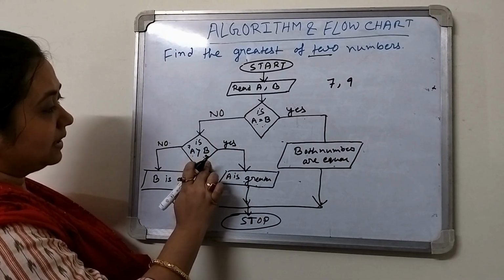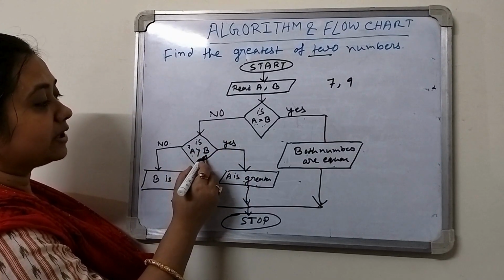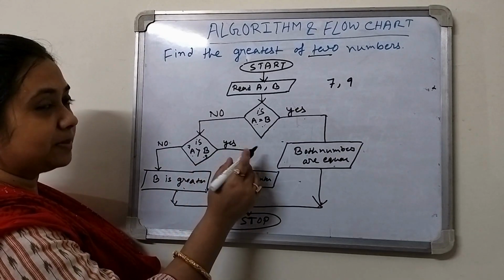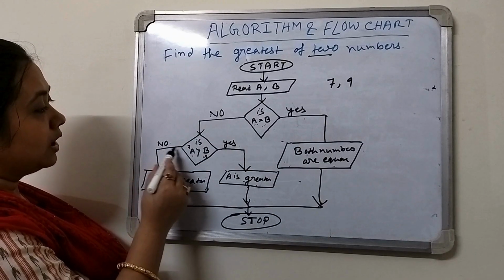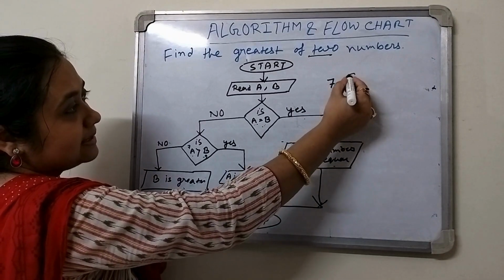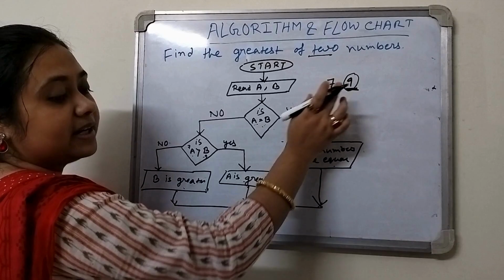So what will happen? If A is greater than B, that means 7 is not greater than 9. That means this yes will not hold, this yes will be wrong. So we come to this portion, that is no. No means B is greater. So what do we take in the position of B? That is 9. So we get the result that B is greater, that means 9 is greater.